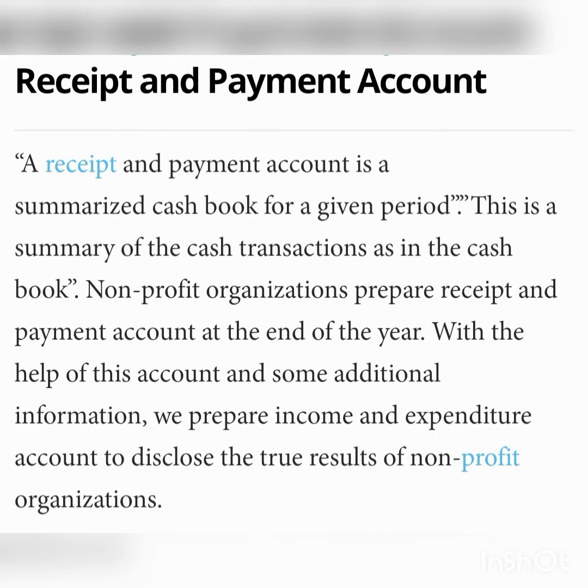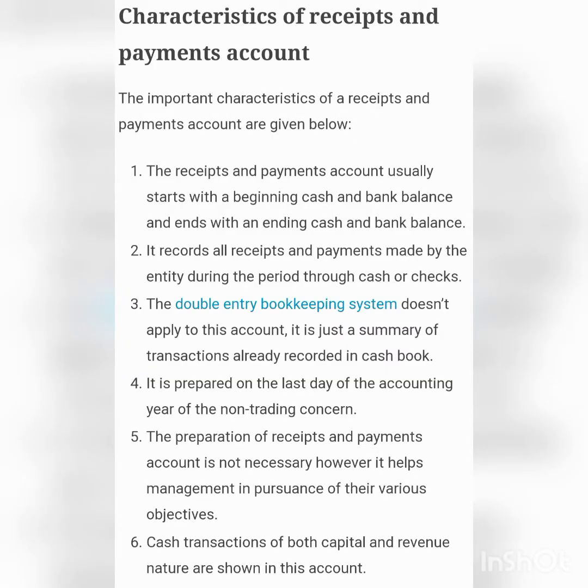Receipts and payments account records all the receipts and payments, whether they are of revenue nature or capital nature. It records all the cash and bank transactions, whether they relate to current, previous or succeeding accounting periods. The purpose is to show the amount received and paid under different heads during the accounting year.